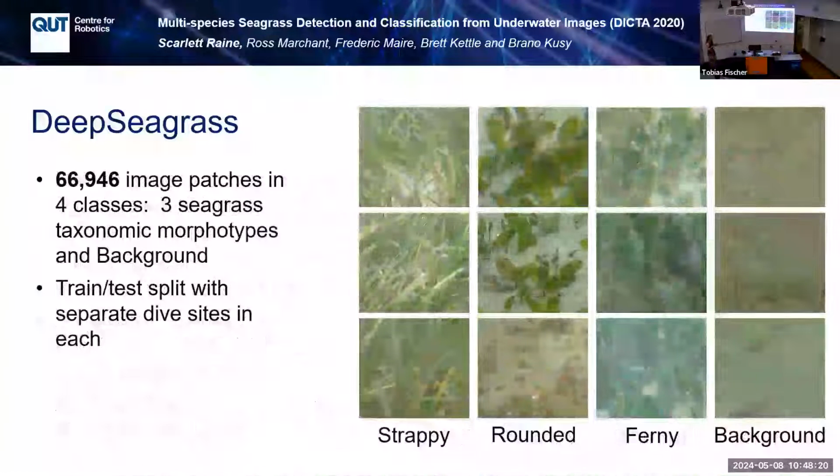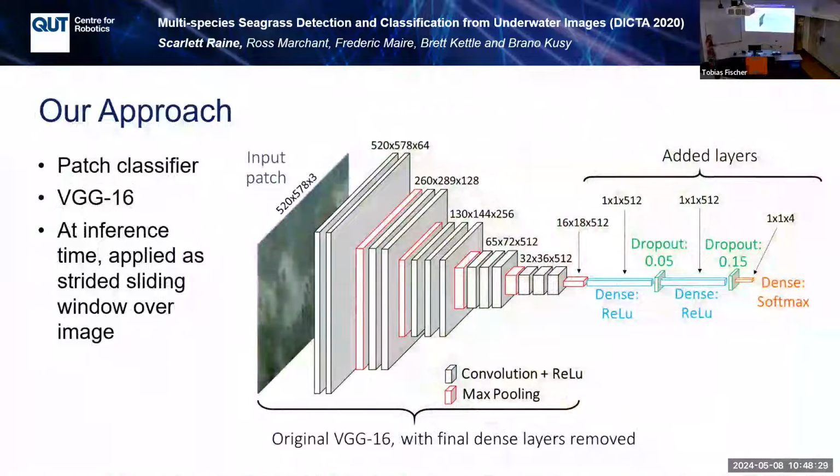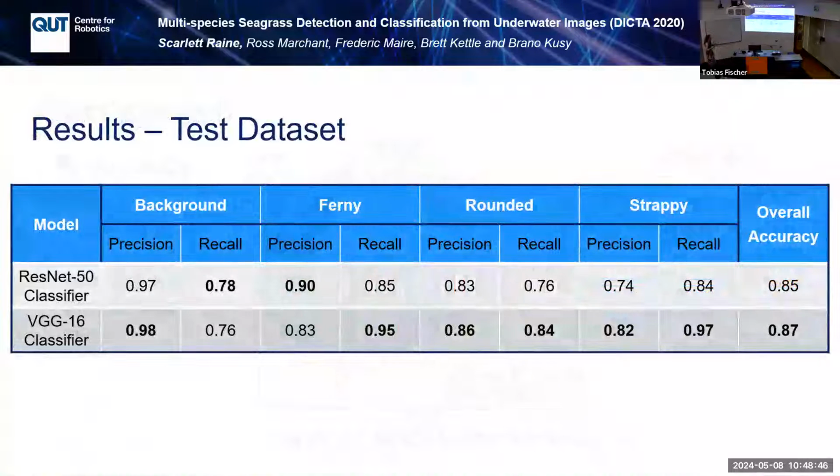So we contribute the DeepSeagrass dataset, which is a large dataset across 3 different types of seagrasses and also a background class. We then train a patch classifier on this data. So we use a simple VGG16 classifier, and we train it end-to-end on those patches. And then at inference time, we can apply it as a strided sliding window across that image to perform our coarse segmentation task. And here we tried 2 different classifiers, and we can see that we achieved 87% on our test dataset.